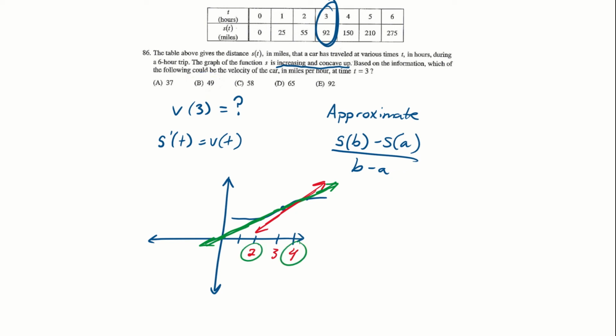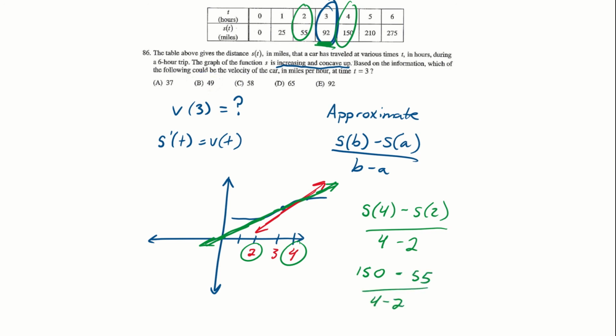So when I do this approximation, I'm going to go s of 4 minus s of 2 over 4 minus 2. That is, just looking at the table, make sure you center that point of interest between the points you're using for the approximation. So you get 150 minus 55 over 4 minus 2. Which will give us 95 divided by 2, which will give us 47.5 miles per hour, which is pretty close to 49. So I'd say as an approximation, we can be confident in 49 being our approximation.